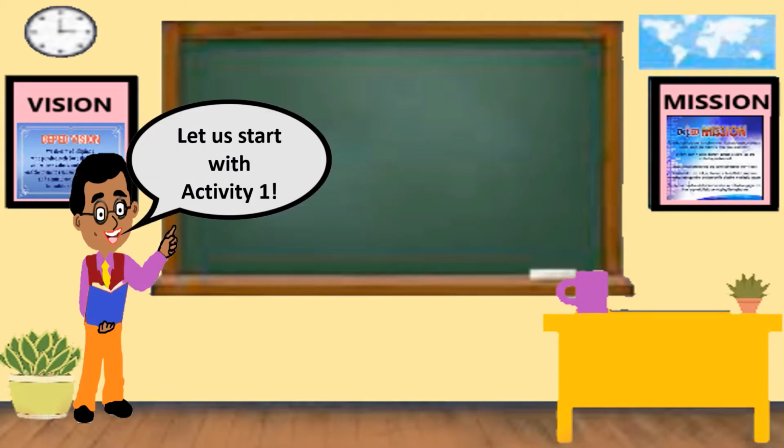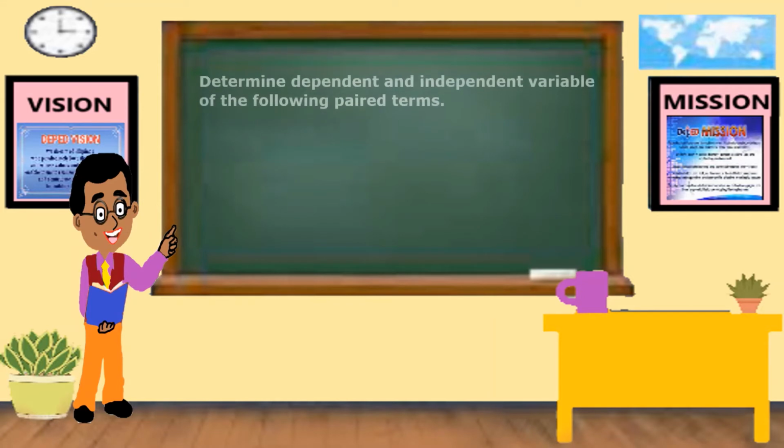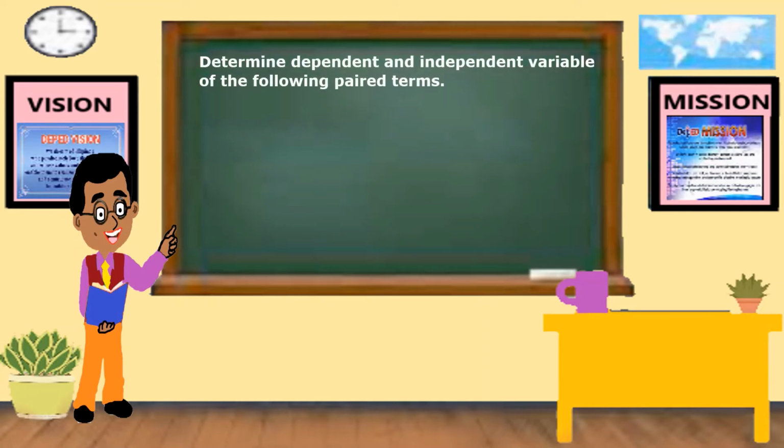Let us start with activity 1. Determine the dependent and independent variable of the following paired terms. When you say independent and dependent, it's just like cause and effect. The cause is the independent variable and the effect will be like the dependent.